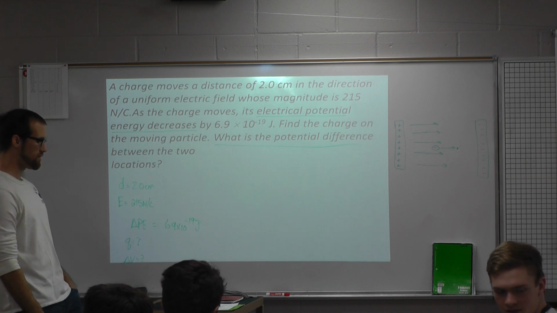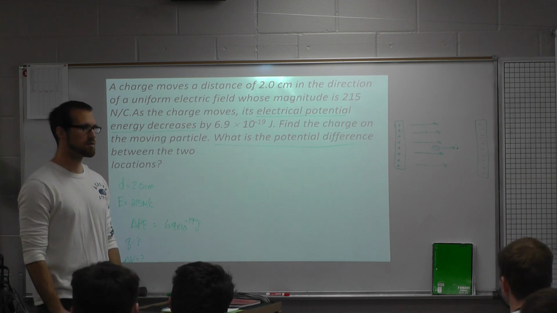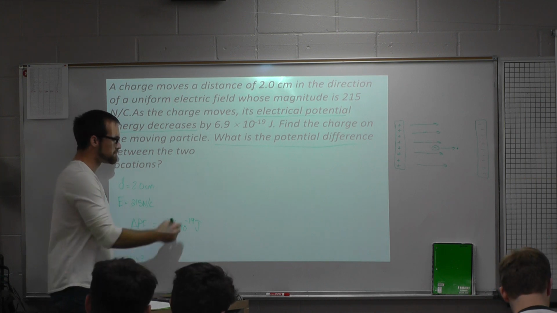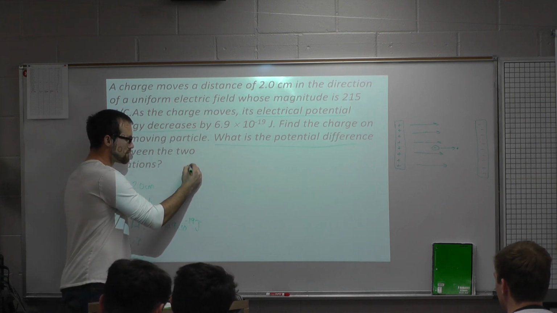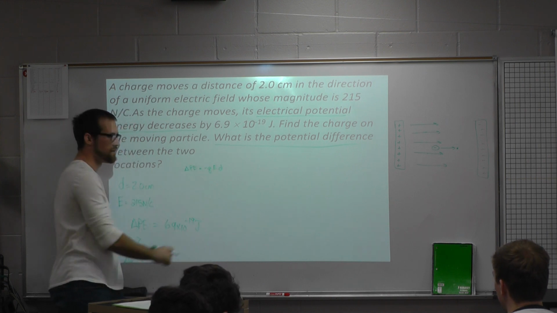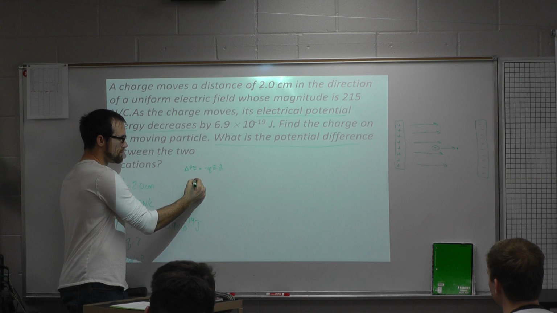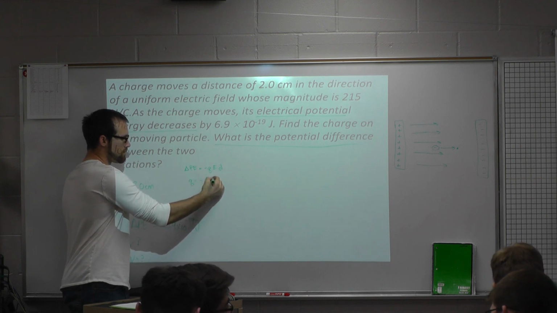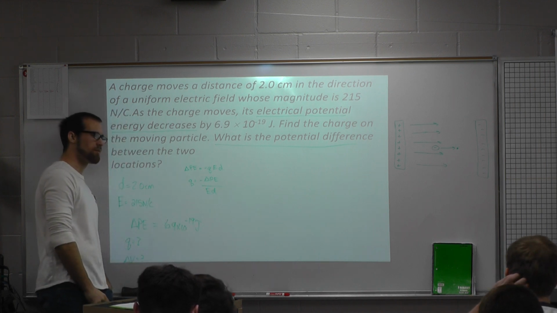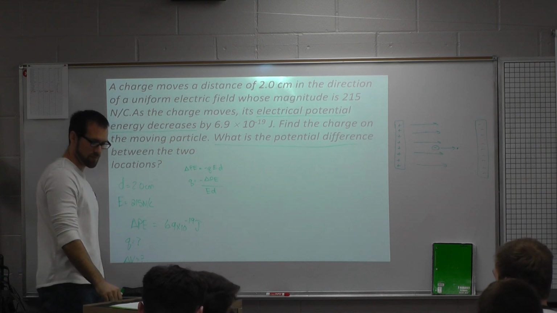Which one do you want to solve for first? You probably need to solve for Q first. No, we don't. Solve for either first. Solve for Q. What equation do you think we're going to use to solve for Q? Then you have to divide by negative Q E D. So then you divide PE by negative ED. That's correct. That's why I'm saying PE divided by negative ED.